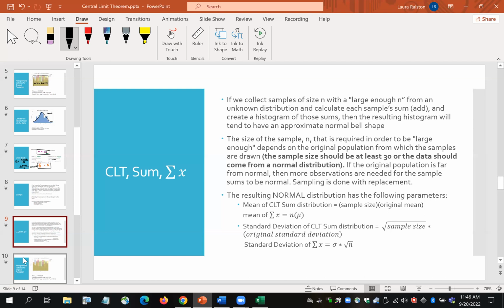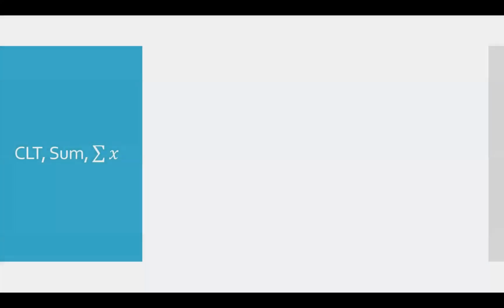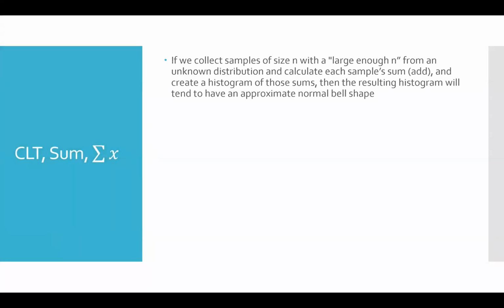It basically says the same thing, except it says if we collect samples of size n with a large enough n from an unknown distribution and calculate each sample's sum, which means to add them together, and create a histogram of those sums, then the resulting histogram will tend to have an approximate normal bell shape. So it says the same thing as the previous form, but instead of looking at the mean, we look at the sum where we've added the values together.